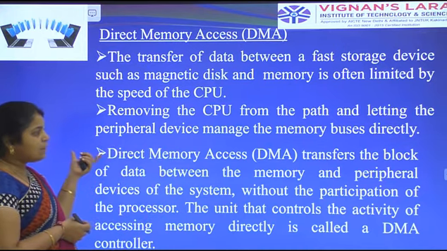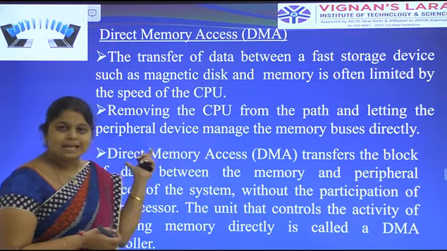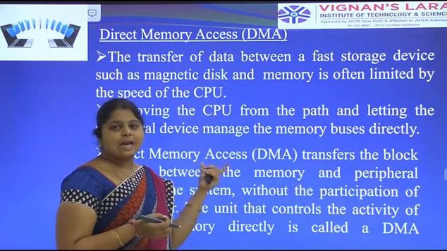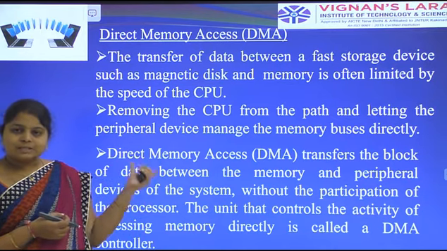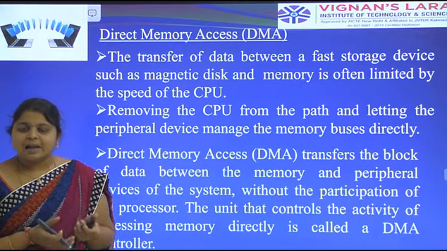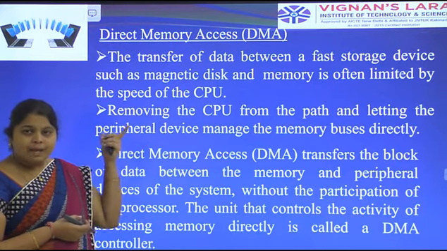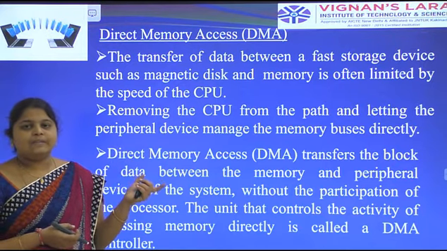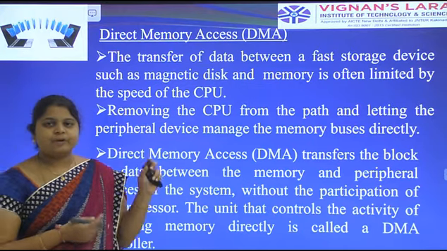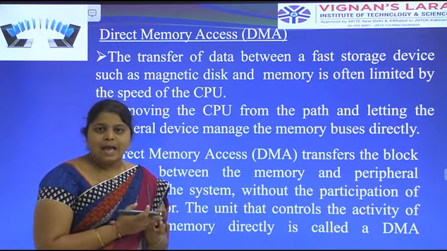In removing the CPU from the path, the peripheral devices, that is, the external parts of the computer, the input and output devices, manage the memory buses directly. In direct memory access, we have some buses: the address register, data register, read-write operations and address select, which we follow with the help of these peripherals. The path goes from the main memory to the CPU, the input output peripheral devices and the DMA controller. The data can be transferred between these devices: input and output devices, CPU, RAM and the DMA controller.